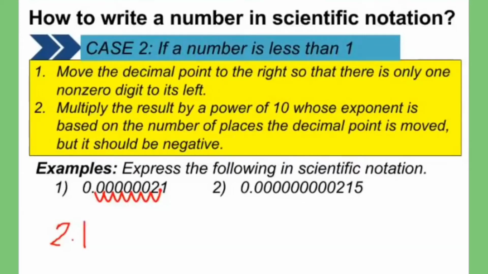We have 2.1 times 10 raised to the power of negative 7. Kasi ikapitong beses natin na move ang ating decimal point to the right side. At laging tandaan na kapag ang given natin ay less than 1, negative ang ating magiging exponent sa power of 10.